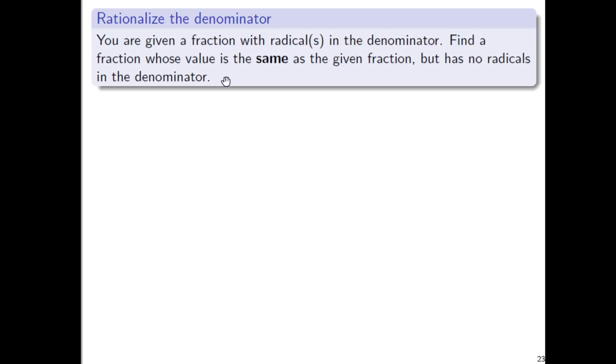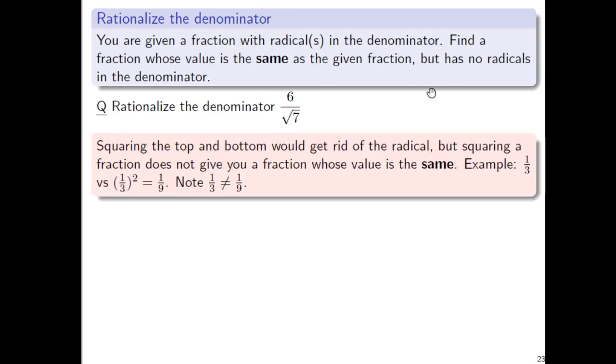Okay, one task that you will need to start working on is when you're given a fraction with radicals in the denominator, there's this thing called rationalizing the denominator. So the task is to find a fraction whose value is the same as the given fraction. That's key. The fraction value has to be the same, but the new fraction should have no radicals in the denominator. So let's look at this example.